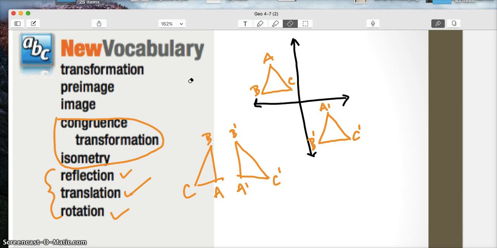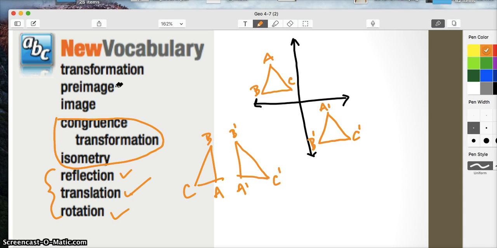Okie dokie. So let's see. So we got through these, and I use this language. The pre-image is the original picture, and the image is the changed picture. All right. So transformations are all of these guys down here. Pre-image, the original picture. Image is the changed picture. So this would be the image. And usually we use primes to represent the image.